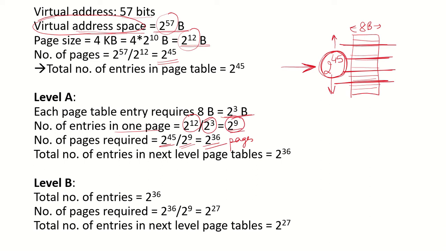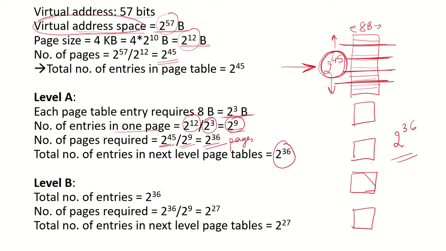Now to find 2 to the power of 36 consecutive pages, that is, contiguous memory, is very difficult, and that is why we can have these 2 to the power of 36 pages at separate frames of the memory. Now if there are 2 to the power of 36 such page tables or pages, suppose let's say this is level A, and each of these is giving us the page number and the frame.